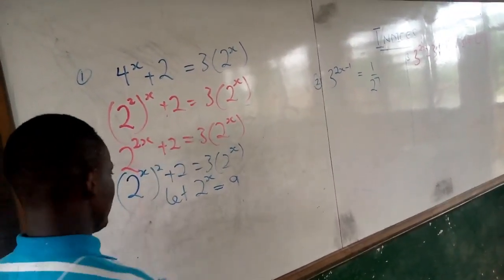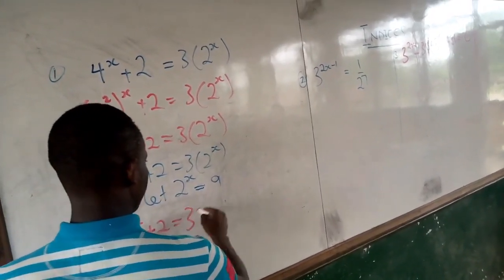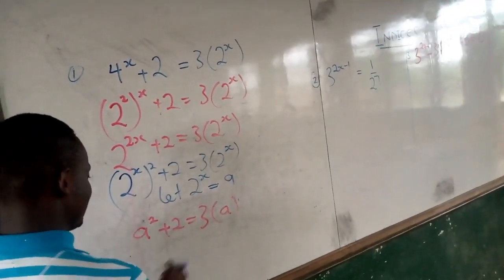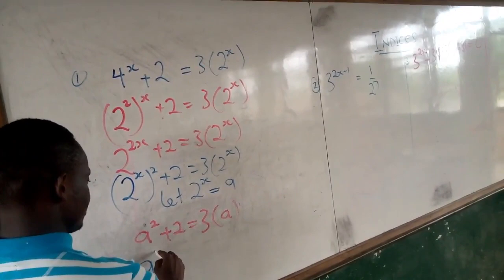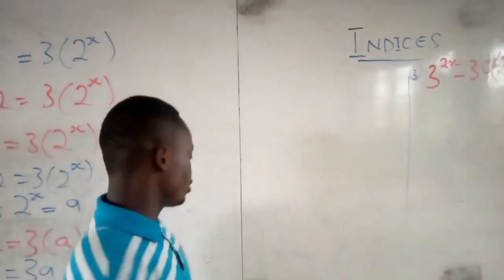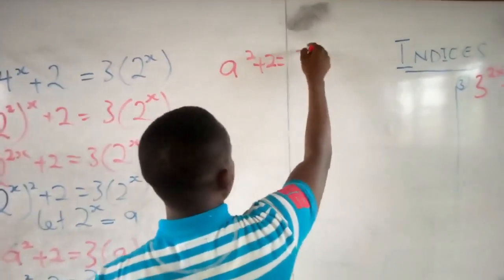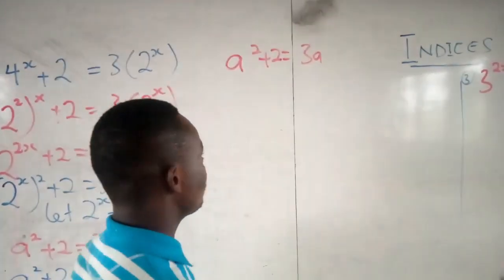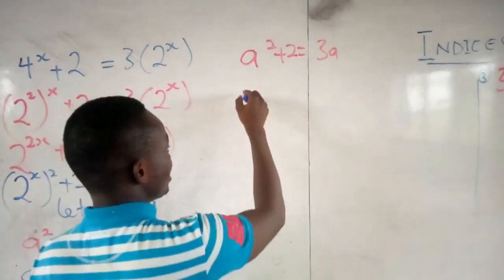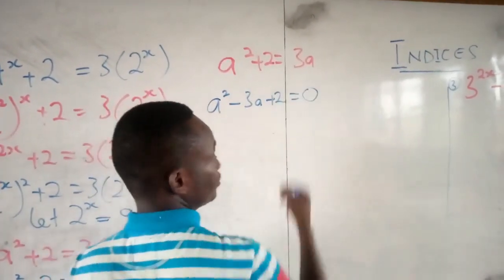All right, so we get a squared plus 2 is equal to 3a. Okay, so we get a squared plus 2 equals 3a. So let's continue. Let's group like terms. So let's bring every term to the left side. So we have a squared minus 3a plus 2 equals 0.